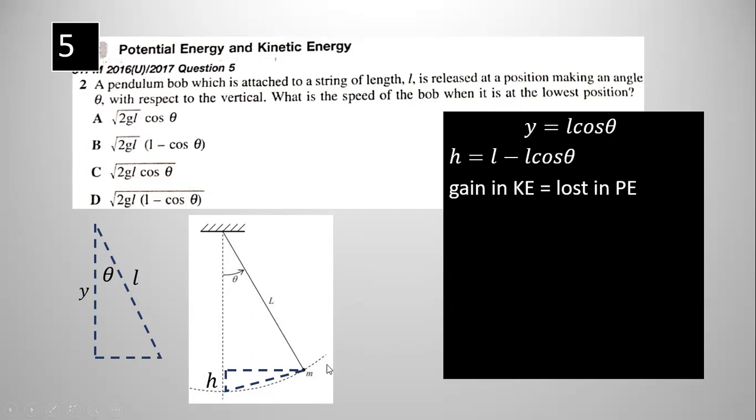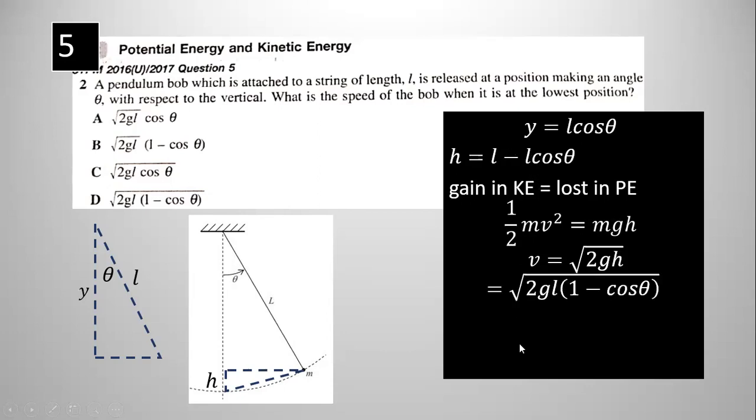Then we can apply our, treat this part as our zero potential energy, this part as our maximum potential energy, and this part as our maximum kinetic energy. So gain in kinetic energy equals loss in potential energy. Half mv squared equals mgh, and that's your height. And cancel the m, take the 2 across, take the square root, get the answer. Here's your h with that.